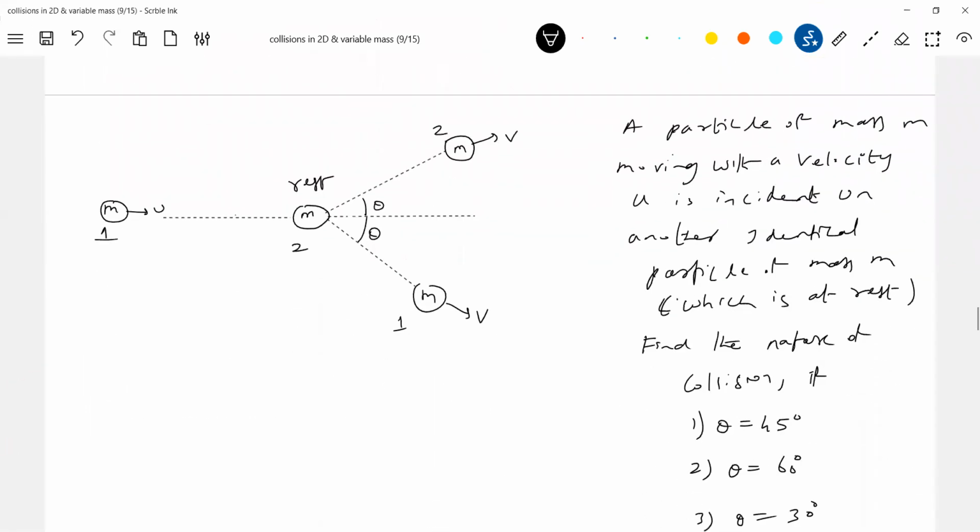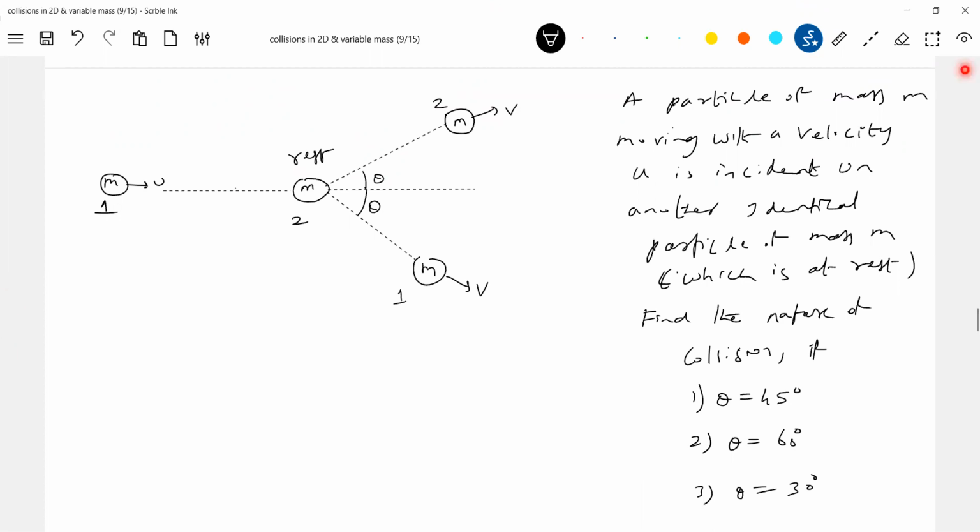Now, a particle of mass m moving with a velocity u is incident on another identical particle of mass m which is at rest. Find the nature of collision if theta is 45, 60 and 30 degrees. This is very important information I am sharing with you.